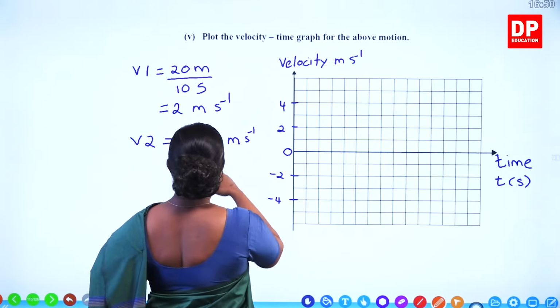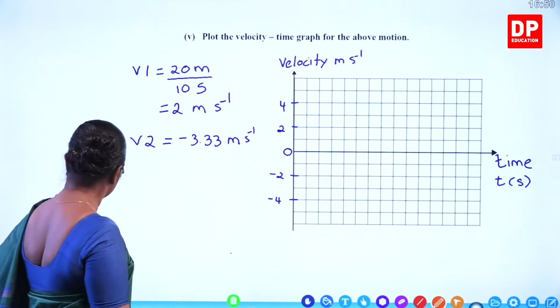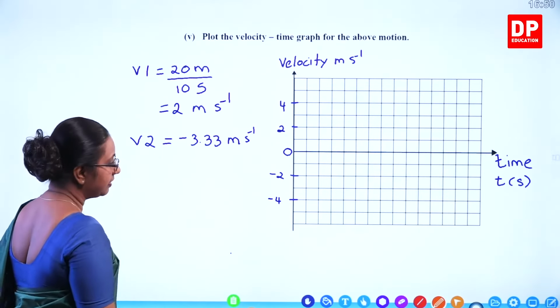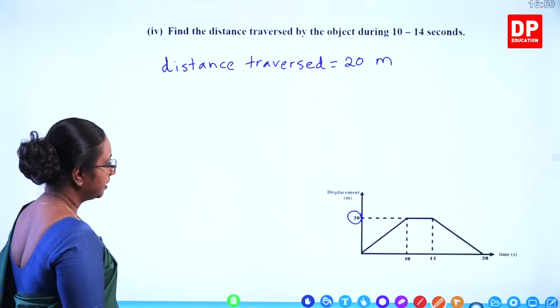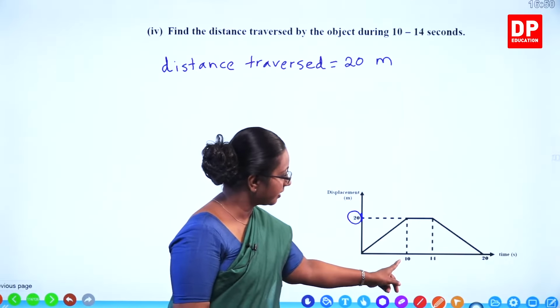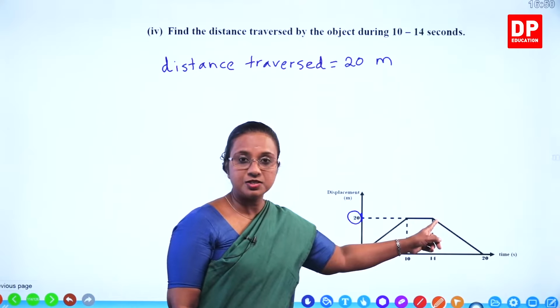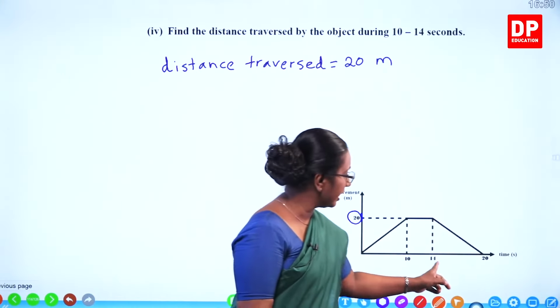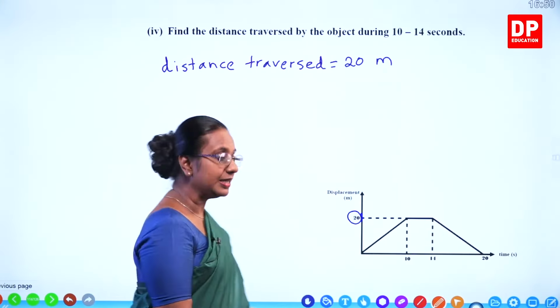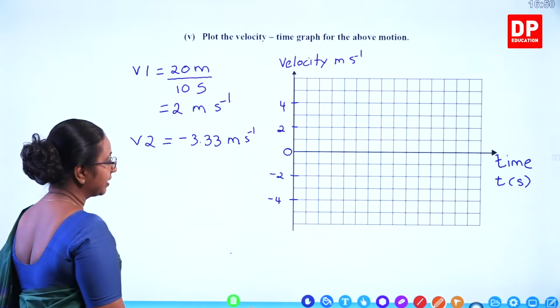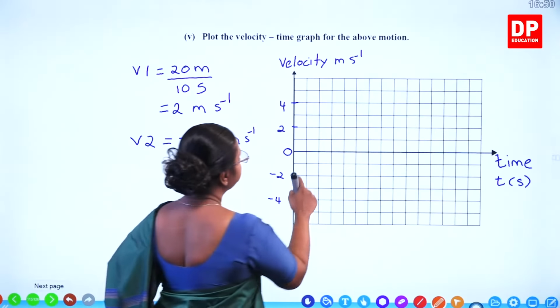And time, first is 10 seconds. I will go back to the previous slide. So, you can see 10 seconds, then 10 to 14 seconds, there is no displacement. So, it is rest, and then 14 to 20 seconds. We will have to mark the same values here.